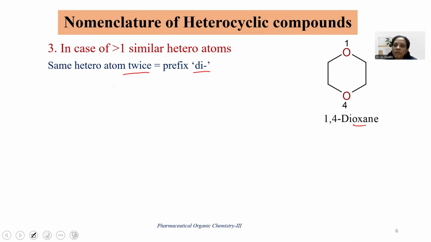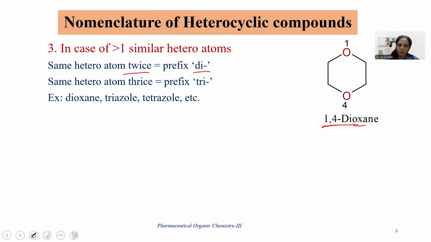So here the position of heteroatoms is 1, 4. So the same information we have to provide in the prefix. Now the name of this compound becomes 1,4-dioxane. So we have to indicate 1,4-dioxa in the prefix. Similarly, for the rest of the groups, if 3 similar heteroatoms are present in the given compound, then we indicate those heteroatoms starting with tri in the prefix.